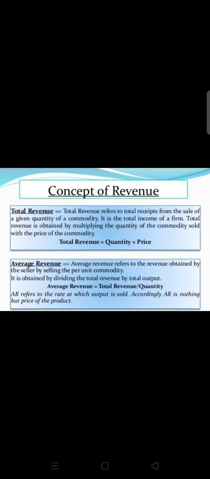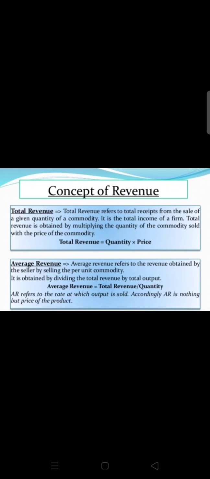Total revenue means total receipt from the sale of a given quantity of a commodity. Now to find out the total revenue, what is the formula? Total revenue is equal to quantity into price.